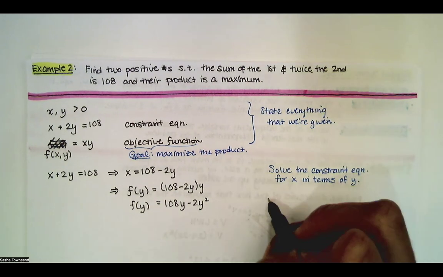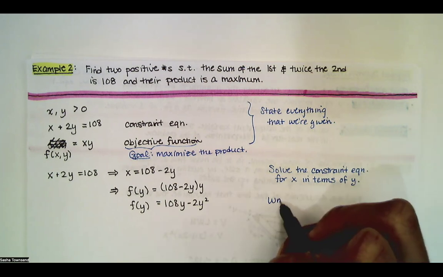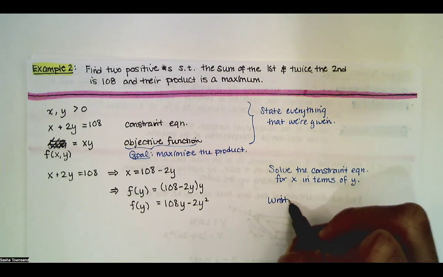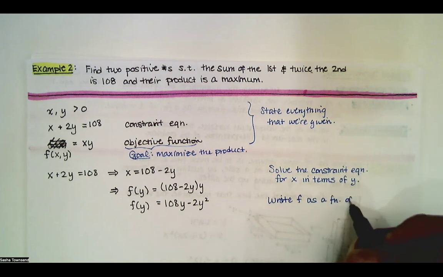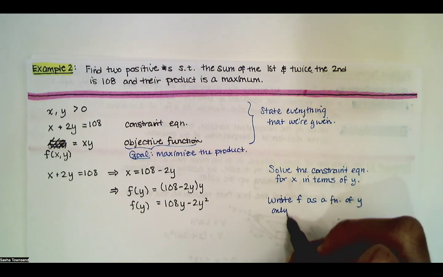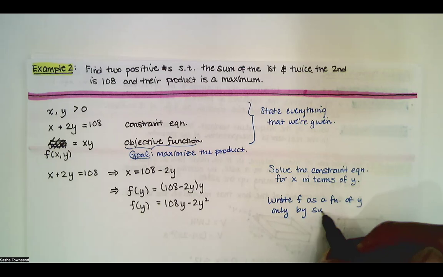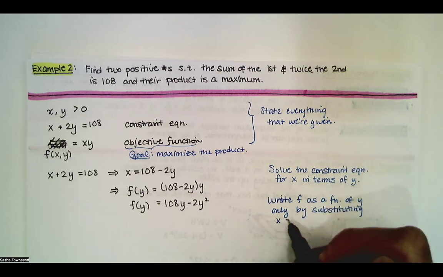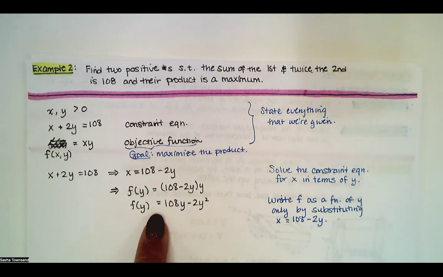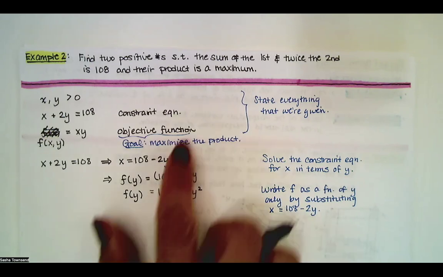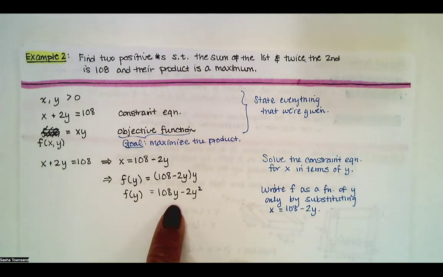And then, since we had X in terms of Y, we write F as a function of Y only by substituting your X value with that 108 minus 2Y. So now we've got a function of Y only. And we want that function to be maximized.